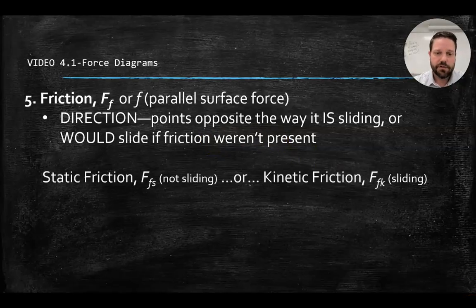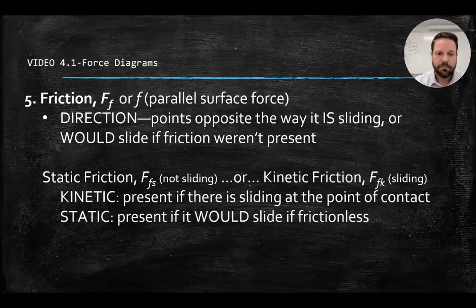That means there's 2 different versions of friction. We have the not sliding version, which is referred to as static friction. So we do friction with a little f and then s for static. Or we have when it's sliding, which we would refer to as kinetic friction. Kinetic means moving, so we would put a k there for kinetic. Static is the one that's trickier for students because it's not actually sliding. So you have to think about which way it would slide if the surface were super slippery, and then the friction will go against the way it would slide.